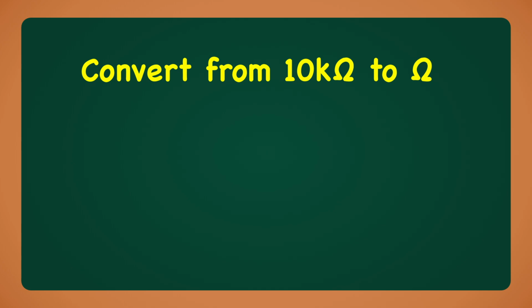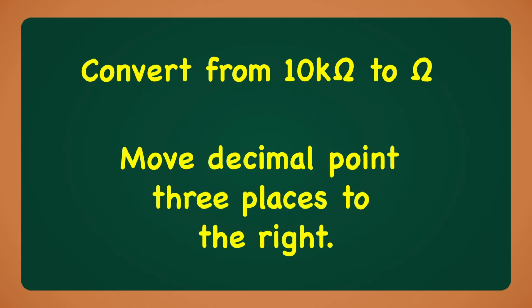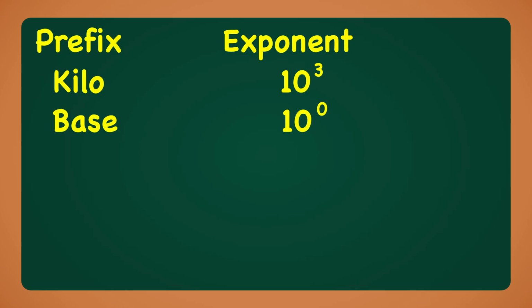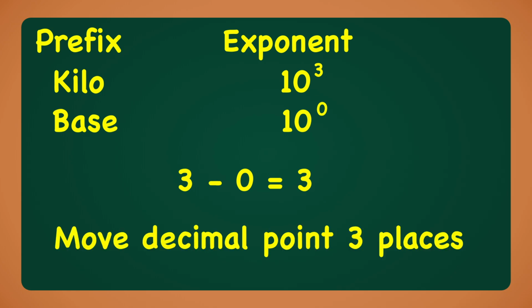An even simpler way to perform this conversion is to move the decimal point 3 places to the right. This gives us the same answer without having to perform the multiplication. An easy way to remember this is to compare the exponents of the two prefixes. Kilo has an exponent of 3, while the base unit has an exponent of 0. The difference is 3, so we move the decimal point 3 places.